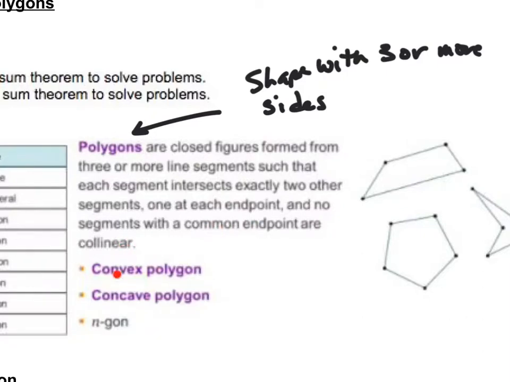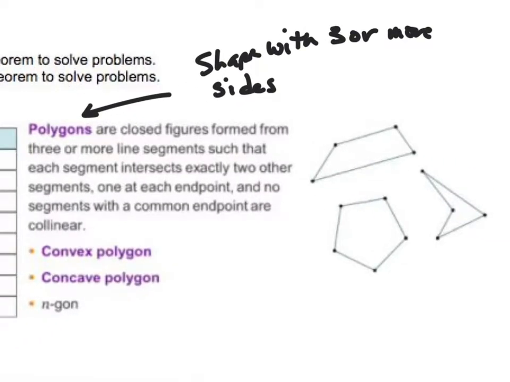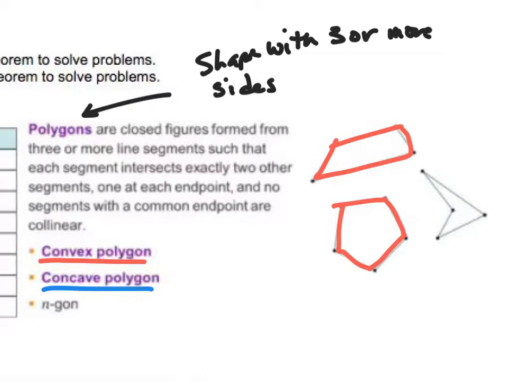We have convex polygons and we have concave polygons. Convex polygons are your typical polygons that you see. These both are convex polygons here. A concave polygon is one where you have an indentation within it, that's your cave. Typically we'll be dealing with convex polygons, but a concave polygon is one that has a cave in it.